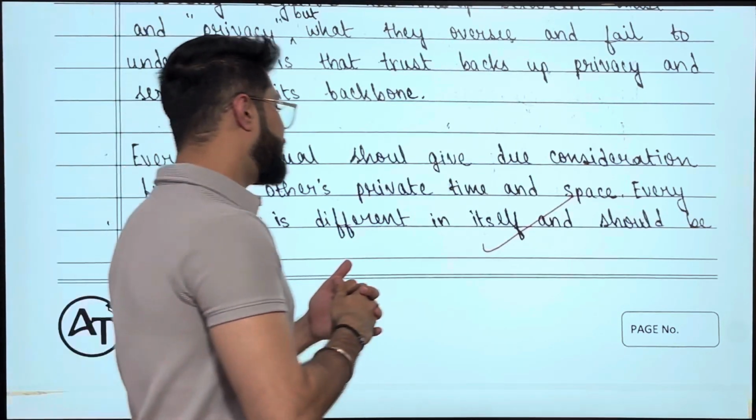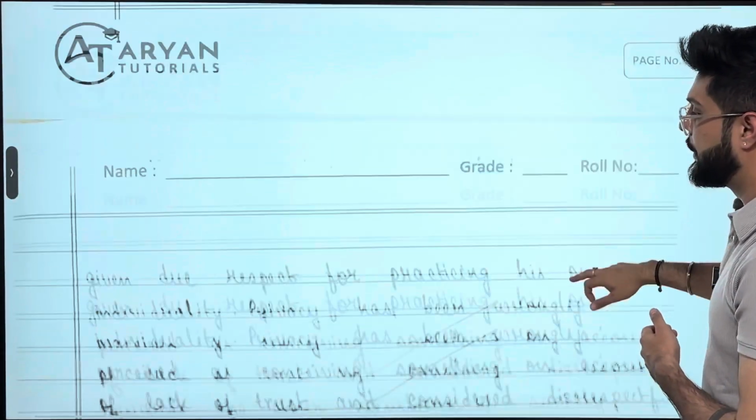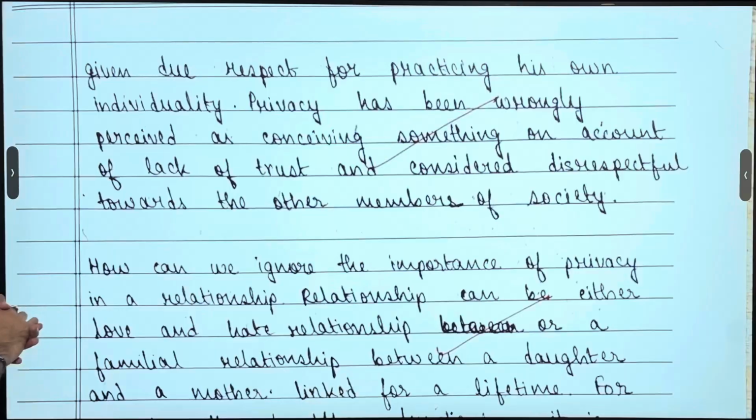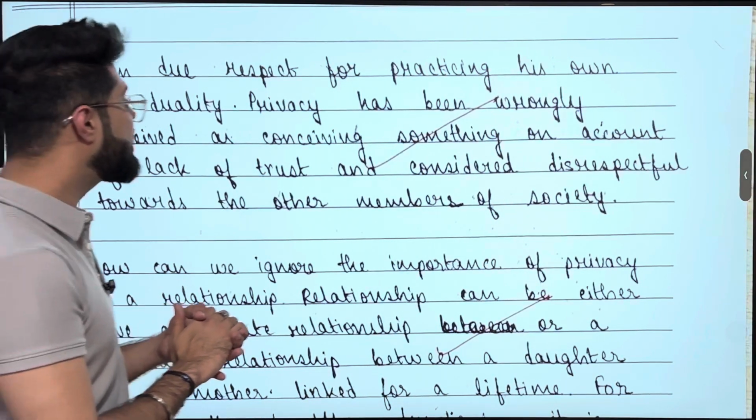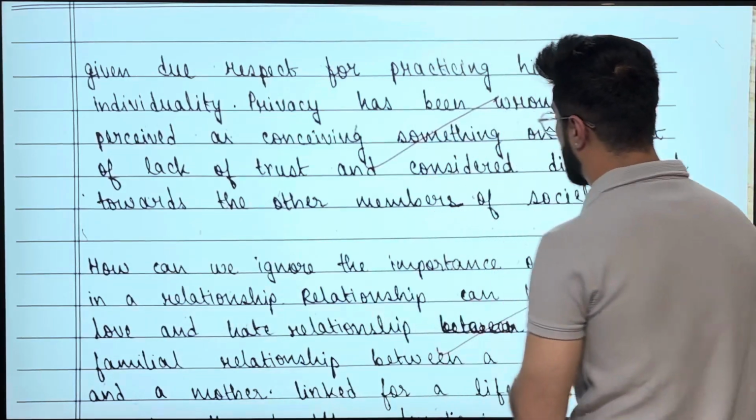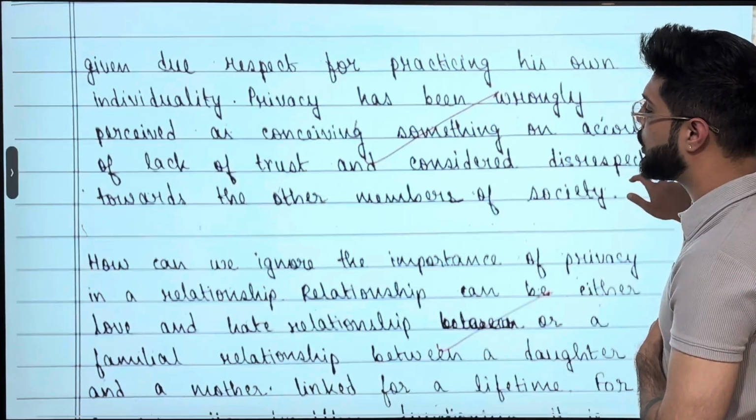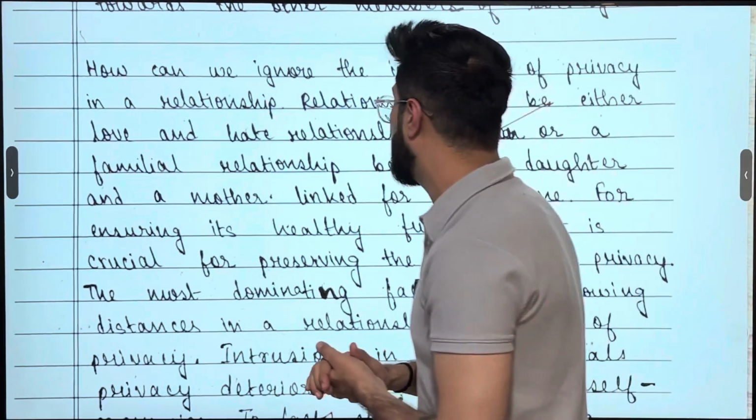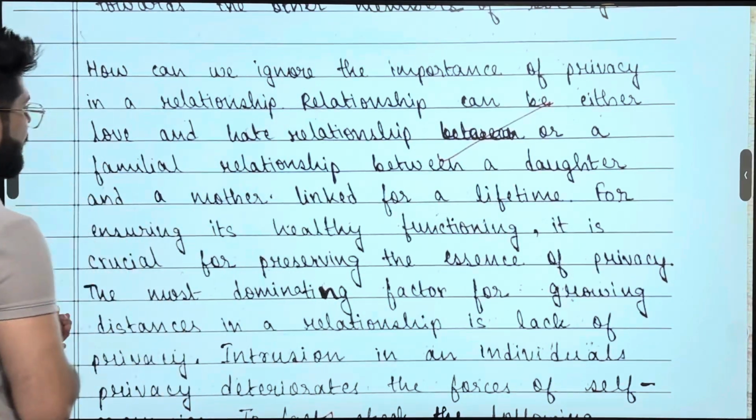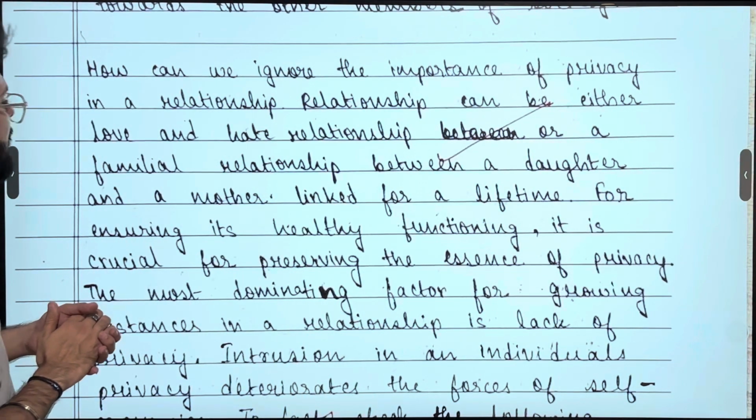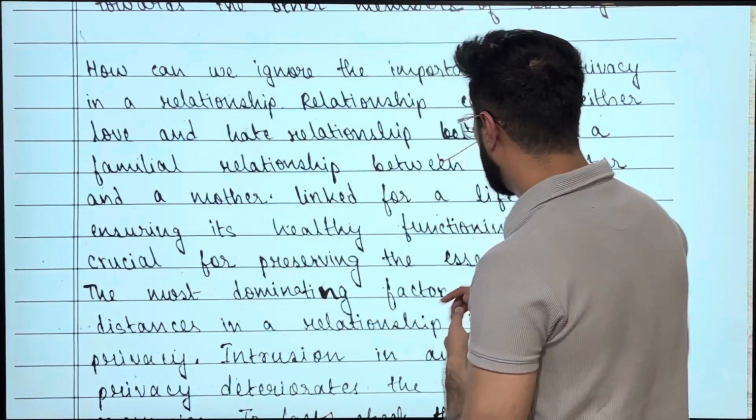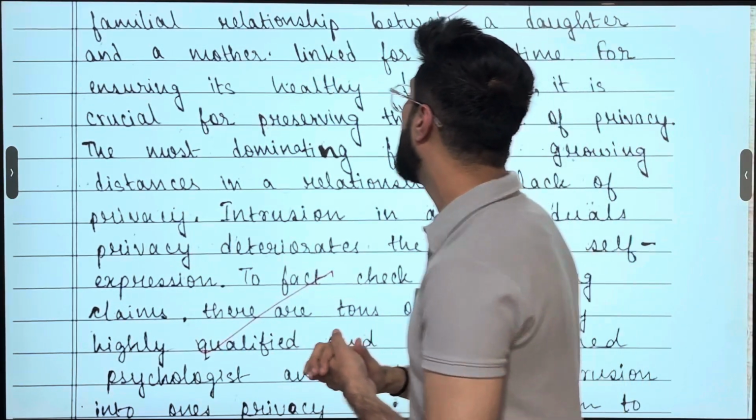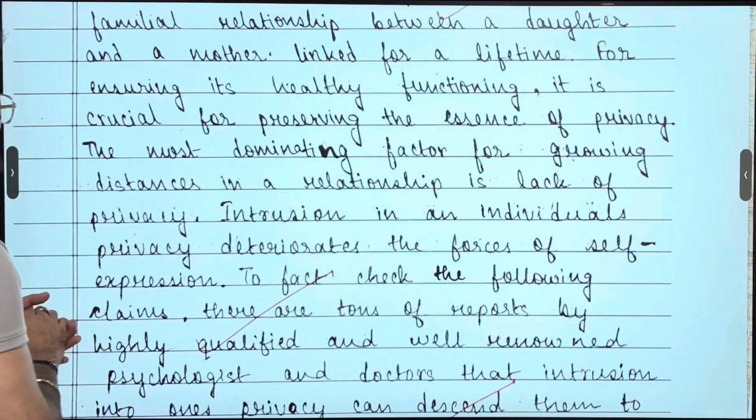Every individual should give due consideration for the other's private time and space. Every individual is different in itself and should be given due respect for practicing his own individuality. Privacy has been wrongly perceived as conceiving something on the account of lack of trust and considered disrespectful towards the other members of society. How can we ignore the importance of privacy in a relationship? Relationship can be either love and hate relationship or a familial relationship between a daughter and a mother linked for a lifetime. For ensuring its healthy functioning, it is crucial to preserve the essence of privacy.